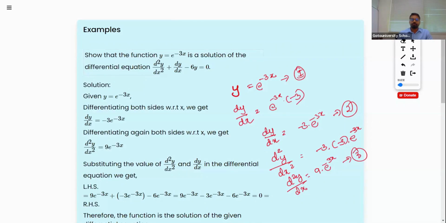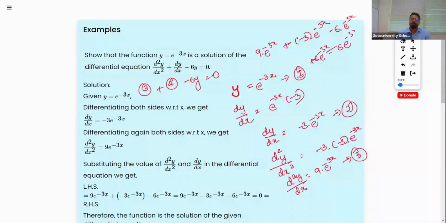Now we have to use this to get d square y by dx square. We need equation 3, and to get dy by dx, we want equation 2, minus 6y. So if we substitute all this, are we getting the right hand side equal to the left hand side? That is the question. So that is 9 e power minus 3x plus minus 3 into e power minus 3x, minus 6 into what is y, e power minus 3x. So what are we getting? 9 minus 3 is plus 6 e power minus 3x, minus 6 e power minus 3x, which is equal to 0, isn't it? That is equal to what?